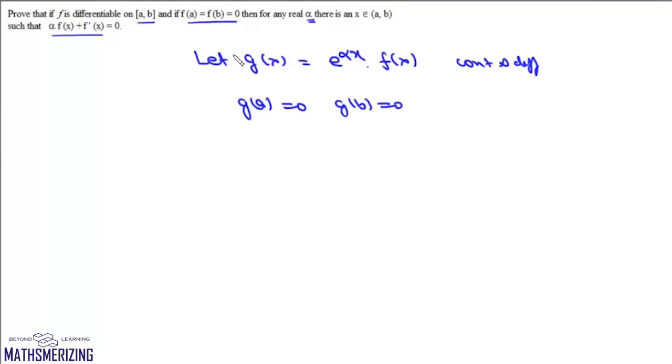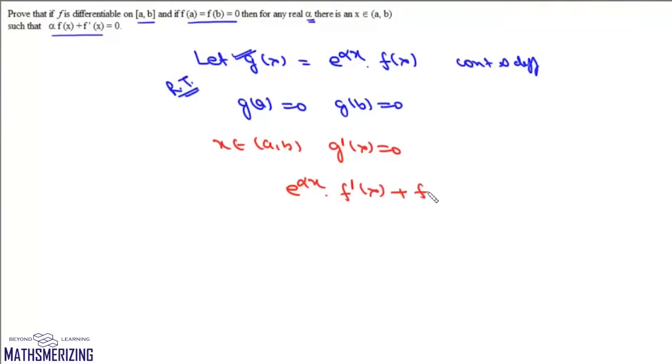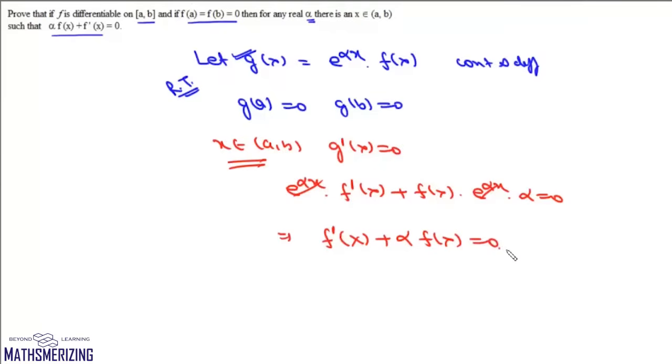So that means this function g(x) satisfies all the three conditions for Rolle's theorem. There must exist a point x in the interval (a,b) such that g'(x) is 0. Now what is g'(x)? It is e to the power alpha x into f'(x) plus f(x) into e to the power alpha x into alpha, it is equal to 0. Now e to the power alpha x cannot be 0. So from here we'll get this condition that there must exist an x in the interval a to b such that f'(x) plus alpha f(x) must be 0.